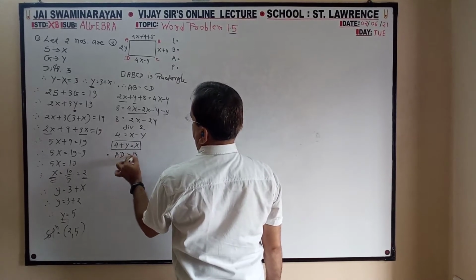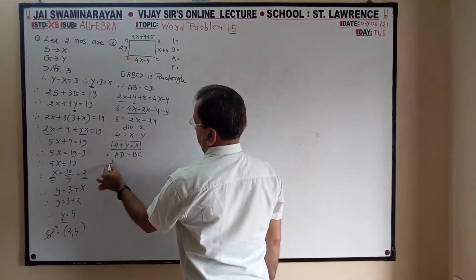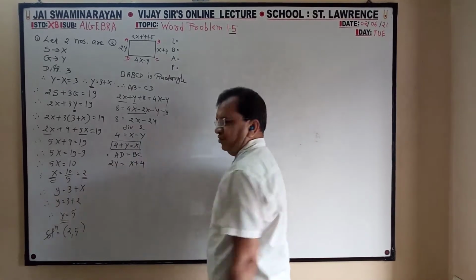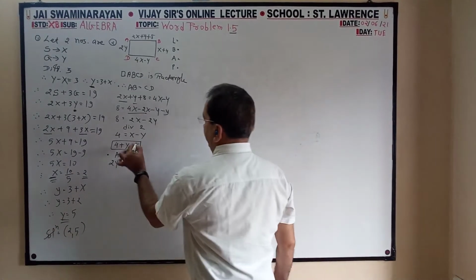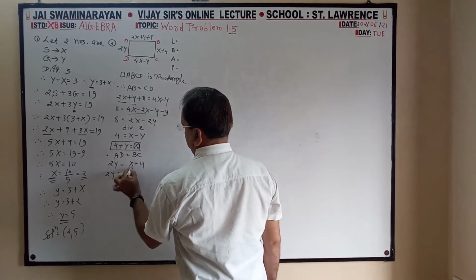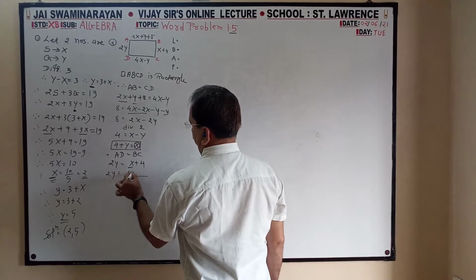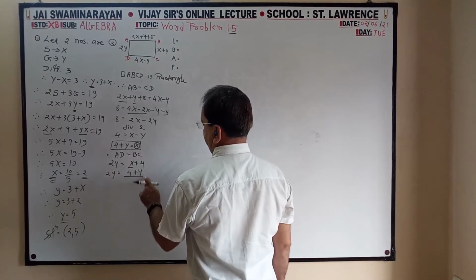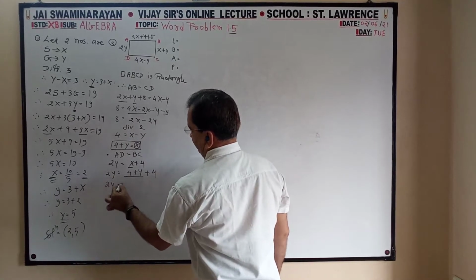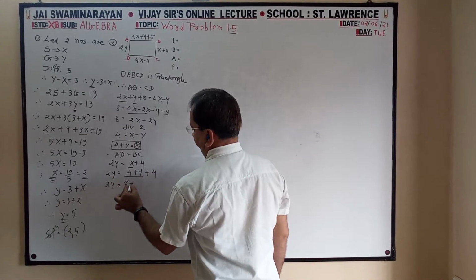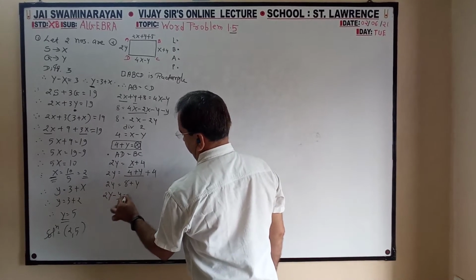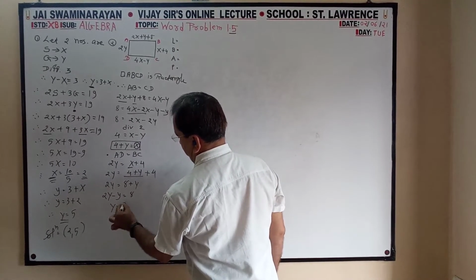AD is equal to BC. So 2y is equal to x plus 4. Now we have x is equal to 4 plus y, so 2y is equal to 4 plus 4, 8 plus y. This y goes this side. So y is equal to 8.